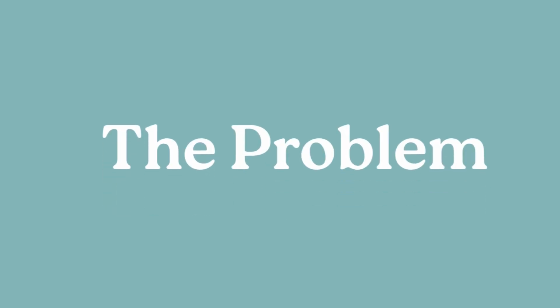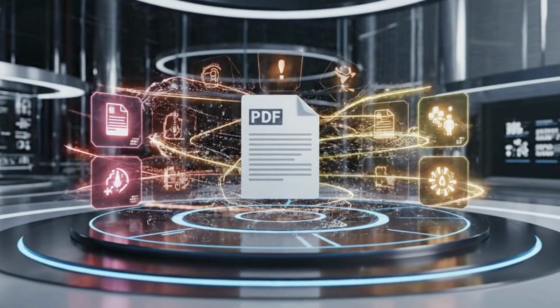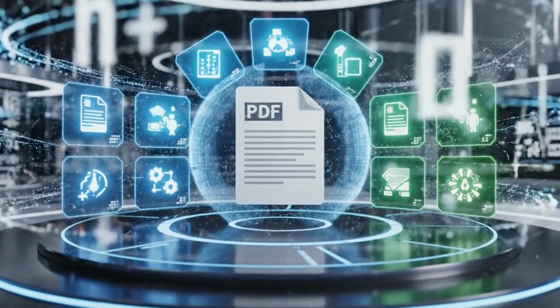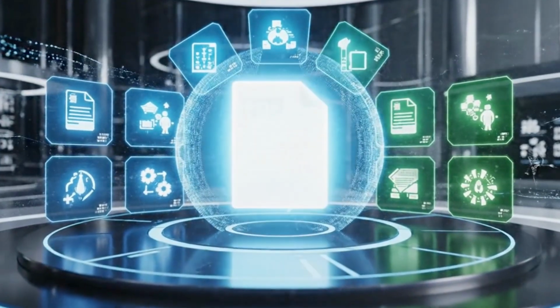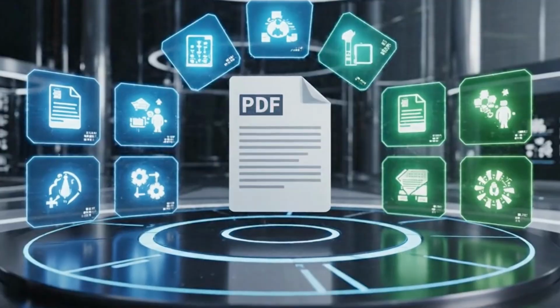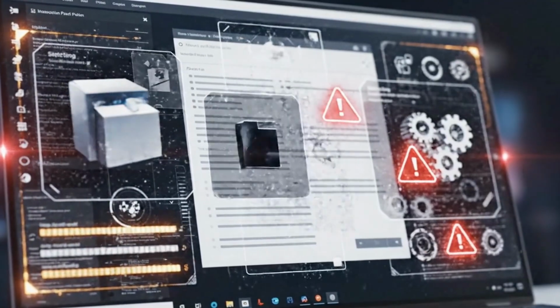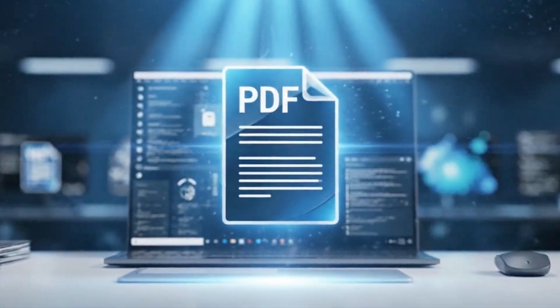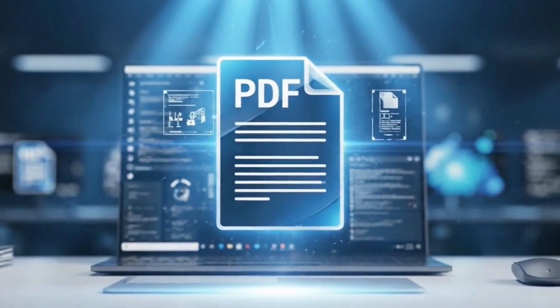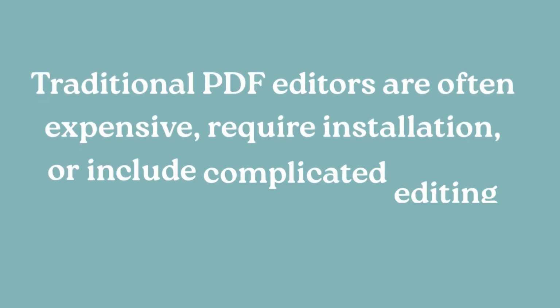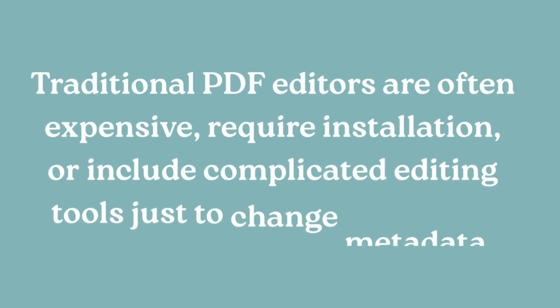The problem: PDF metadata stores important document information such as title, author, subject, keywords, creator, producer. If this information is incorrect, outdated, or contains sensitive details, your documents may look unprofessional, become difficult to organize, or expose unnecessary information. Traditional PDF editors are often expensive, require installation, or include complicated editing tools just to change metadata.